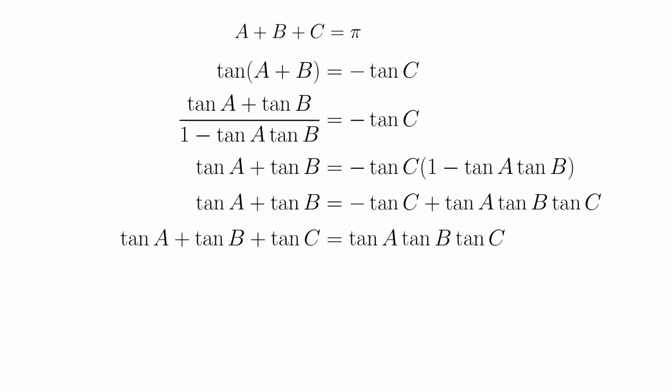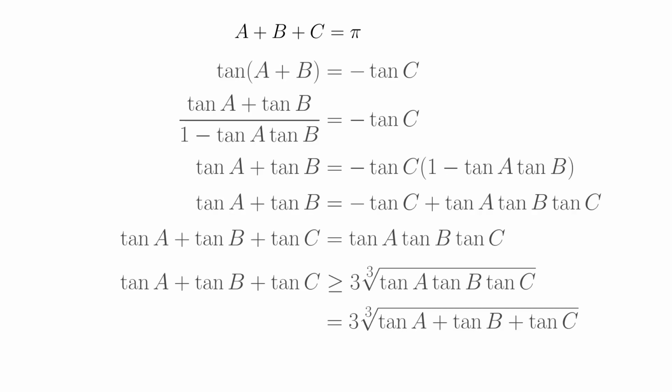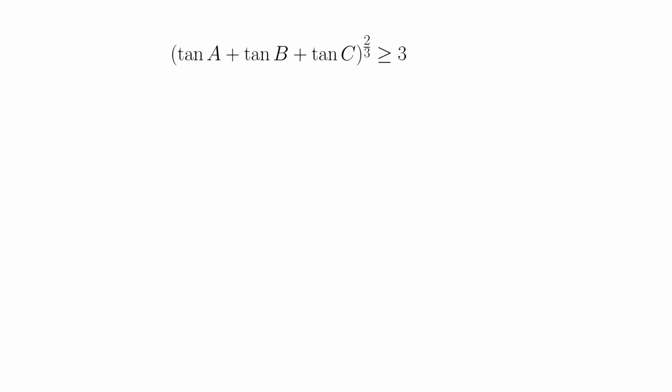Now applying AM-GM on tan A plus tan B plus tan C, we get that the sum is greater than or equal to 3 times the cube root of their product. Since the sum equals the product, we substitute and simplify step by step as shown on screen. The right side becomes 3 times the cube root of the sum itself. So the sum to the power 2/3 is greater than or equal to 3.